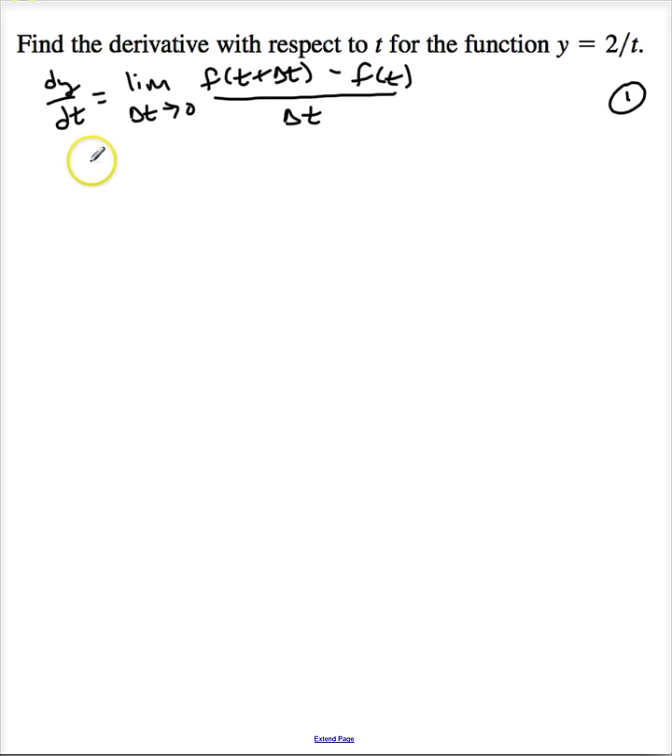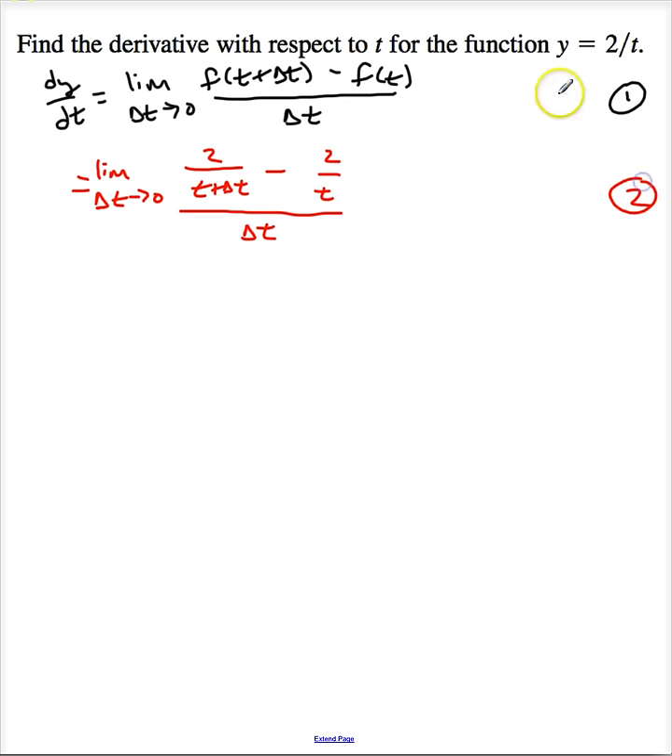Second step is you substitute in. So this is the limit as delta t approaches 0 of, now what is f of t plus delta t? This is 2 divided by t plus delta t, minus 2 over t, divided by delta t. Okay, this one's a little bit more of a challenge. We've substituted in fine, but now we're going to need to simplify.